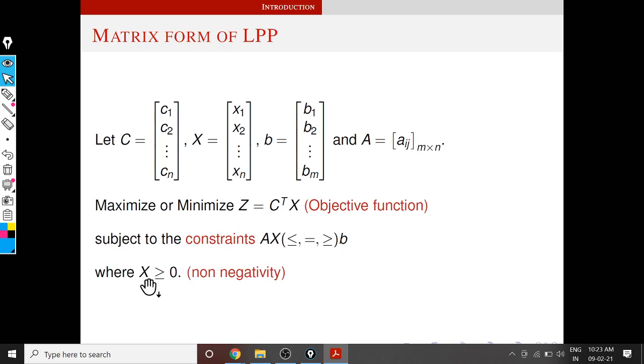Here X is not a single variable, here X stands for a vector. So a vector greater than or equal to 0 means all the individual variables are non-negative. That is the meaning. Anyway, this is a very compact notation, a very compact representation of our LPP.